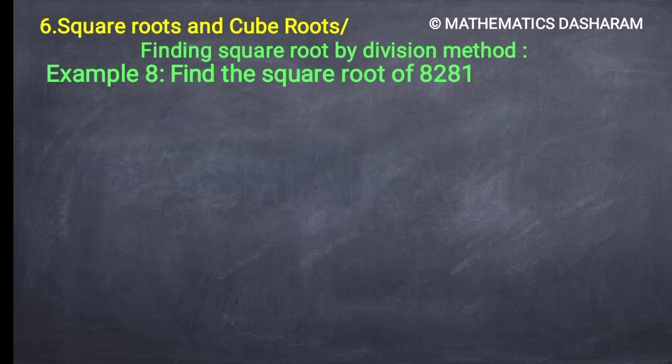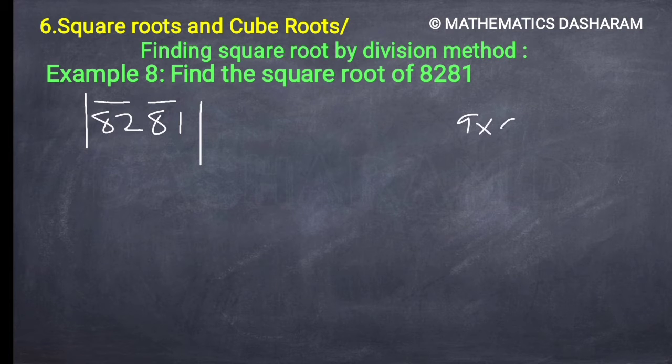Next, example 8. Find the square root of 8281. Let's make pairs starting from the unit place. Here 81 is one pair, 82 is the second pair. Next, find the nearest perfect square number for the first pair, that is 82. So here 9 9s are 81, so it is the nearest one. 9 9s are 81. So what is the remainder? 82 minus 81 is 1.